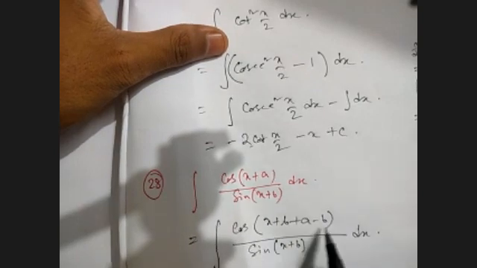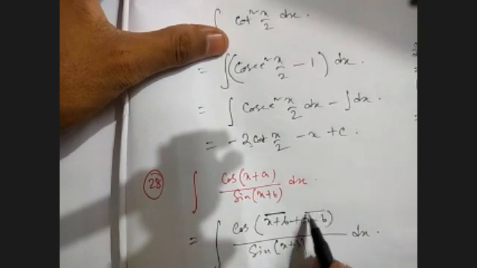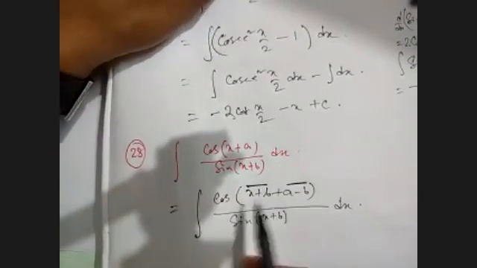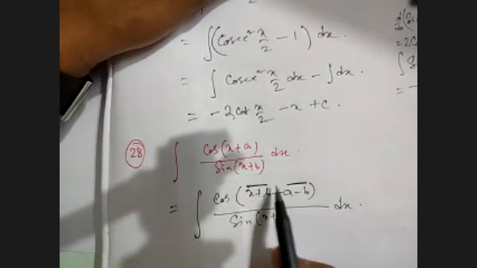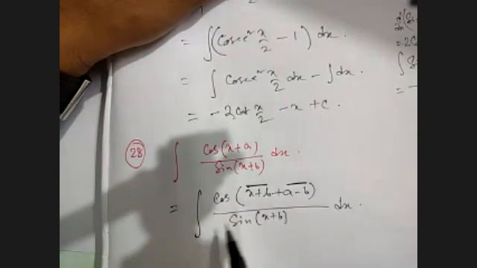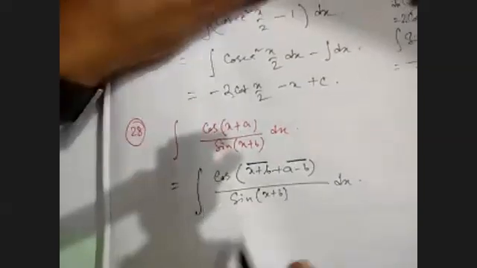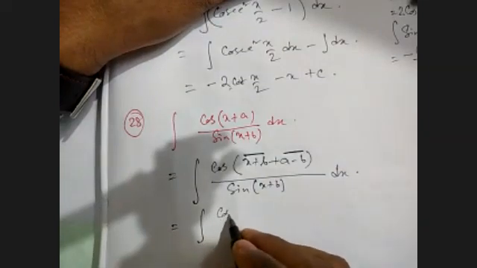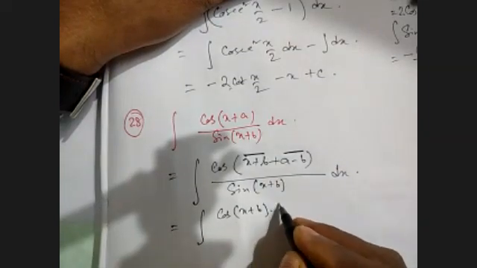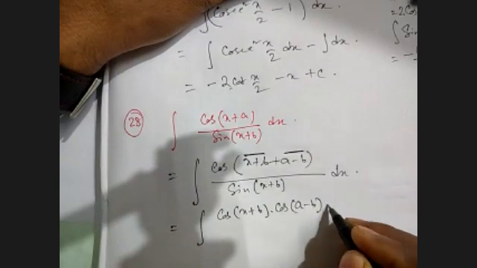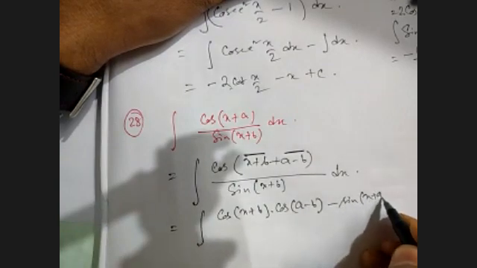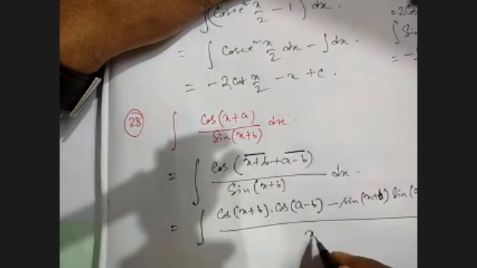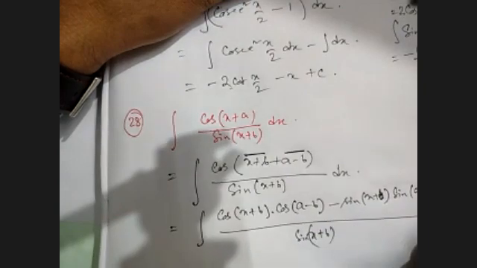So if we write it like this, (x plus b) and (a minus b), then if we apply the formula of cos of (a plus b), cos (x plus b) and sine will come. So we can cancel this denominator. That's why we are doing this. So this is equal to integration. Now apply the formula of cos of (a plus b), that is cos a cos b minus sin a sin b, divided by sin of (x plus b) dx.